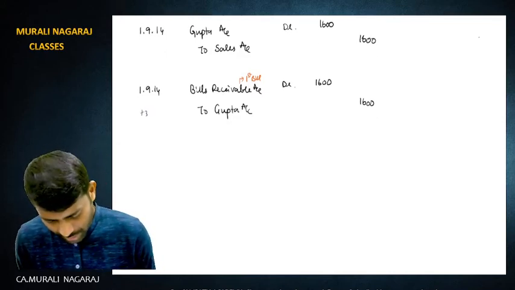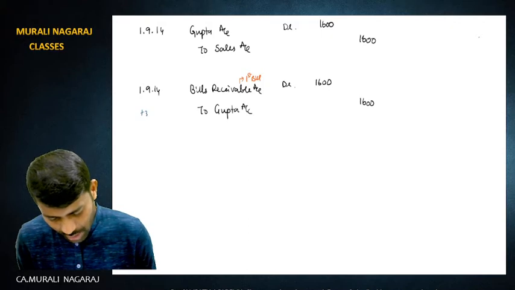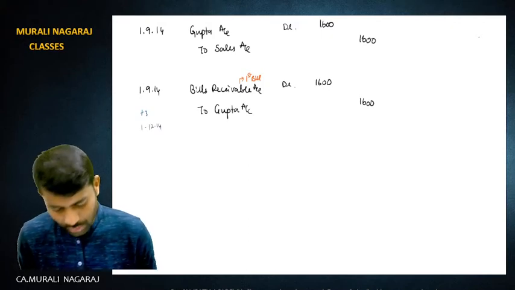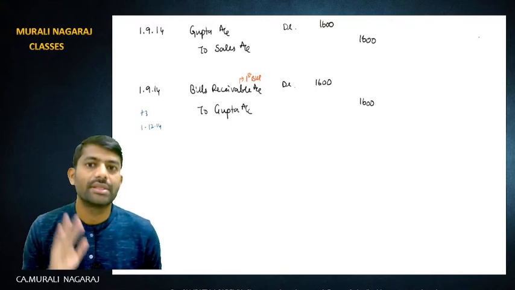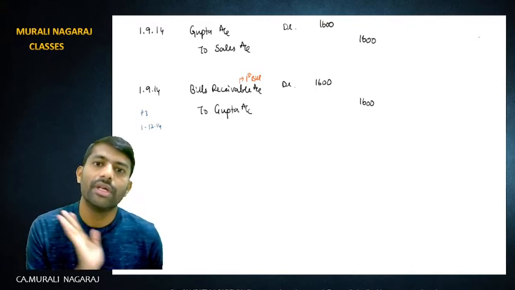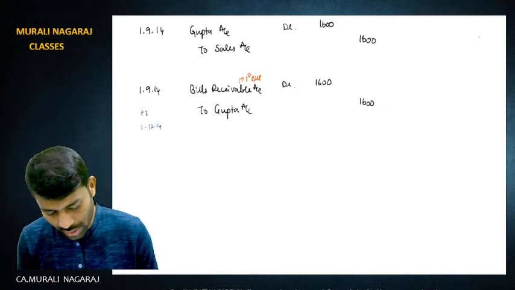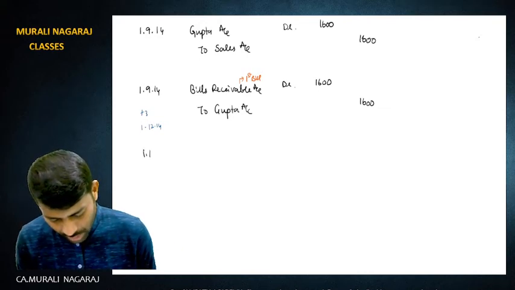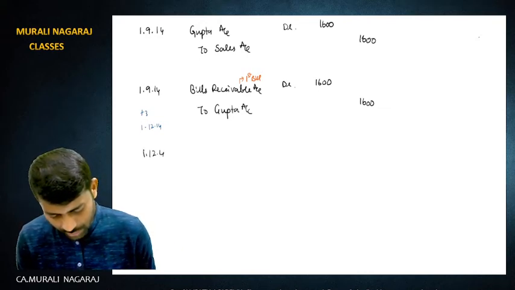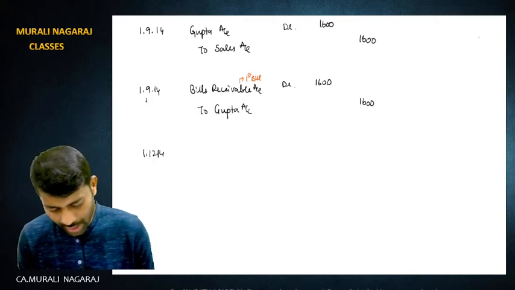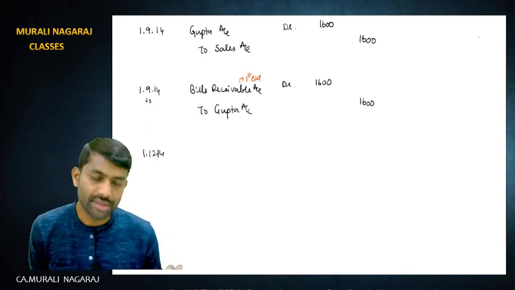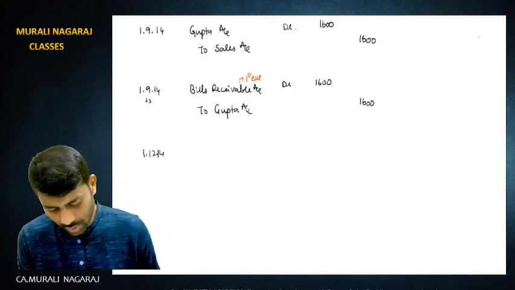After 3 months, it will come to 1/12/14. We are supposed to add 3 days of grace only if it is honored. Since it is not honored, I am going to write the date as 1/12/14, after 3 months. For 1 September I have added 3 months, that's it. So 1/12/14.